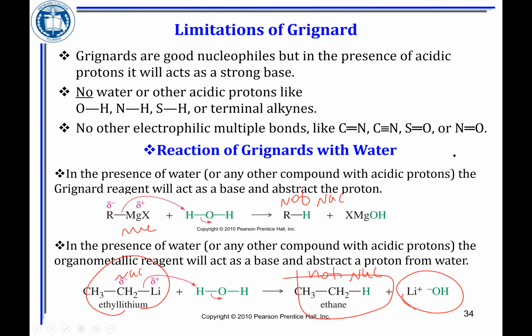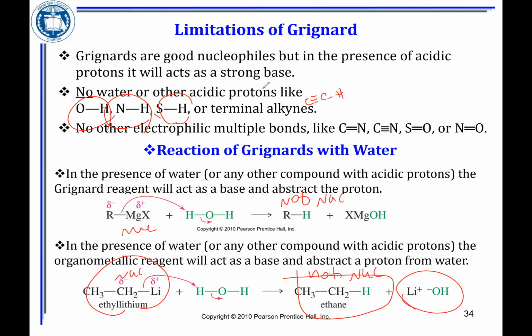The other functional groups that I already said earlier, you have to be careful also, is the presence of SH, NH. These are all ionizable hydrogen, or OH. So that counts for water, alcohol, amine, and thiols, or terminal alkyne. You cannot make it react with the Grignard.